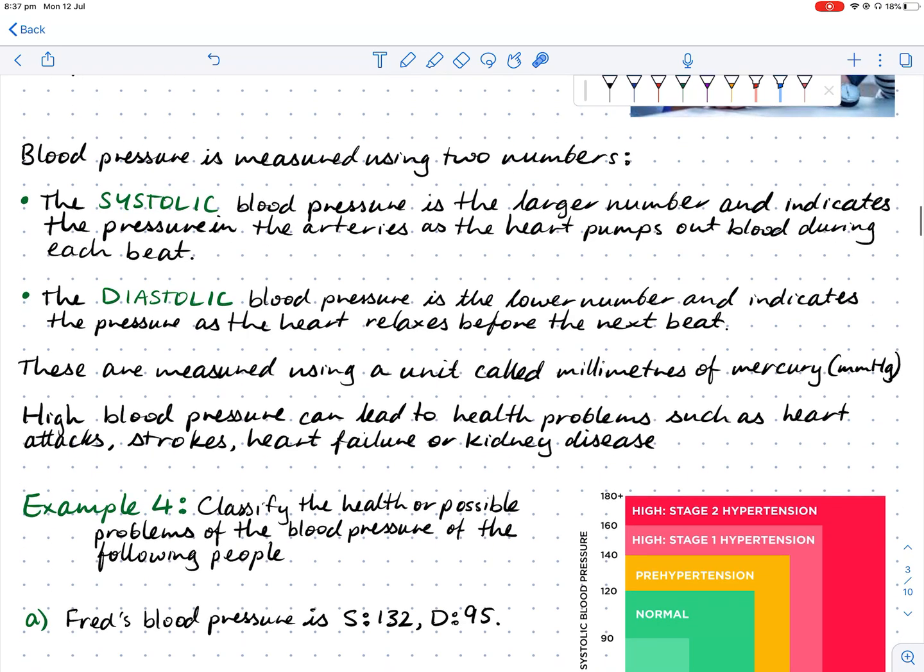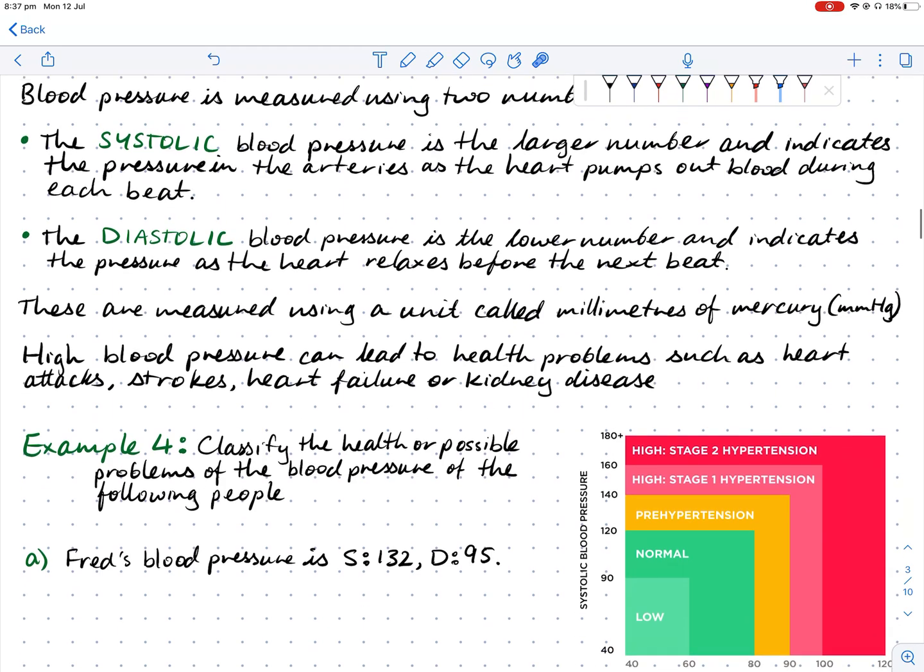The units for blood pressure are called millimeters of mercury. So it's written as mmHg. For you chemists, Hg is the chemical symbol for mercury, so mmHg. So that's just how it's measured.